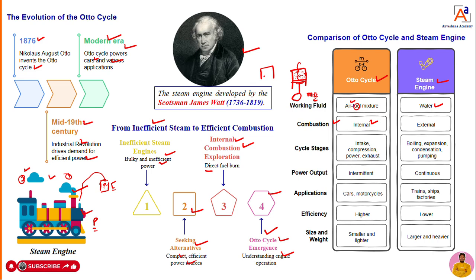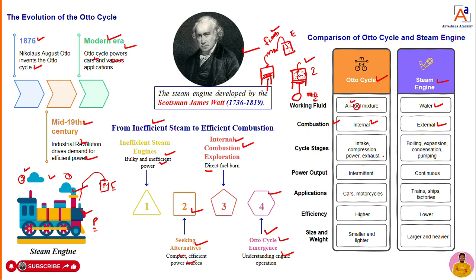But when it comes to the steam engine, this is the engine. To get work done from this engine, we take steam from the boiler, and that steam we pass on to the engine cylinder. But here the combustion takes place externally, whereas in the Otto engine combustion takes place internally. Hence the steam engine is an external combustion engine, whereas the Otto engine is an internal combustion engine. Okay, so internal and external, fine.